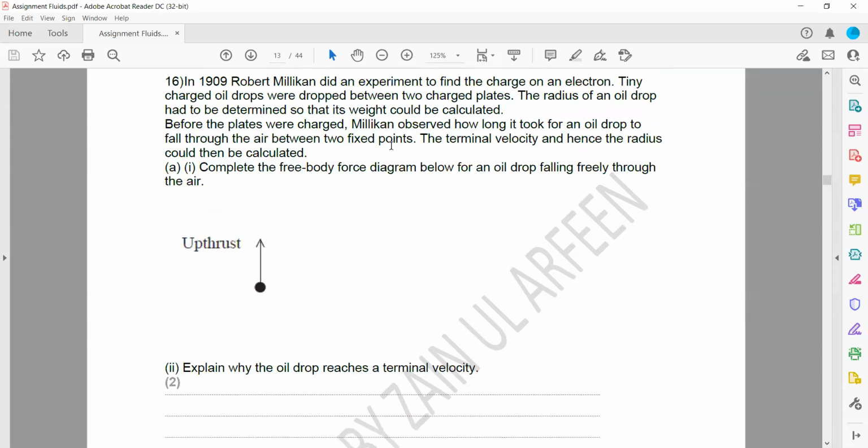So if it is falling through the air with a constant velocity, weight will act downward and drag force or viscous drag will act upward. Explain why the oil drop reaches a terminal velocity. So why does it reach a terminal velocity? What is the condition for terminal velocity? Number one, there is no resultant force. When the speed is increasing, the drag will also increase. The upthrust depends on density of fluid, volume of object, and gravity. And practically, upthrust will be much smaller compared to that of drag.